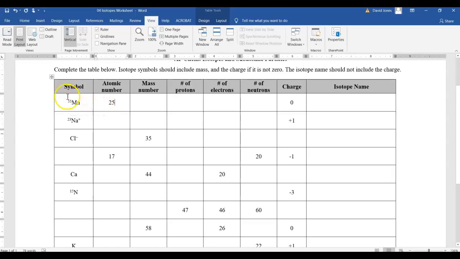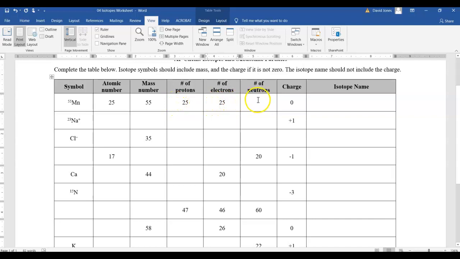Okay, remember this is the mass number, the 55. So I'm simply going to transfer the 55 there. How many protons? Well, we have said that the number of protons is equivalent to the atomic number always. So that is 25 protons. How many electrons? There's no charge indicated here, and it says that the charge is 0, and therefore the number of electrons is going to be equal to the number of protons. If there is no difference, there is no charge.